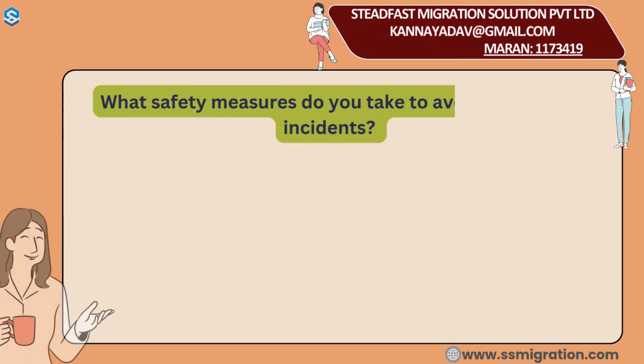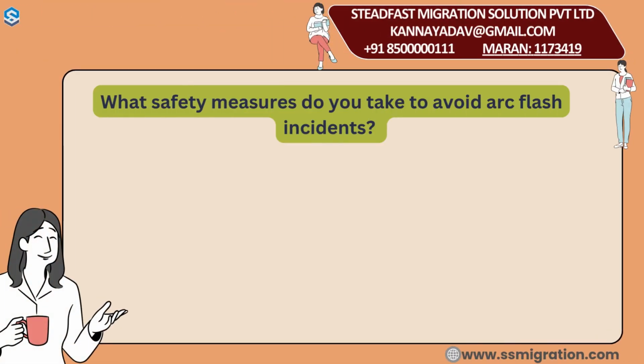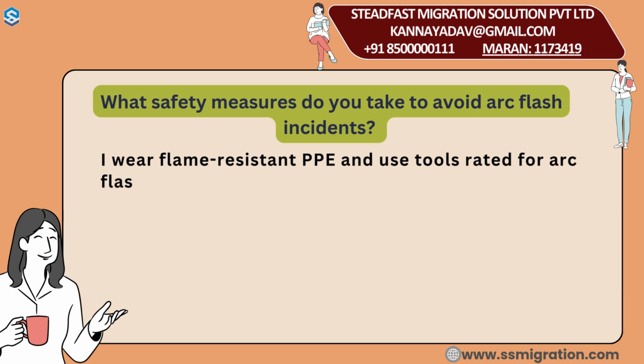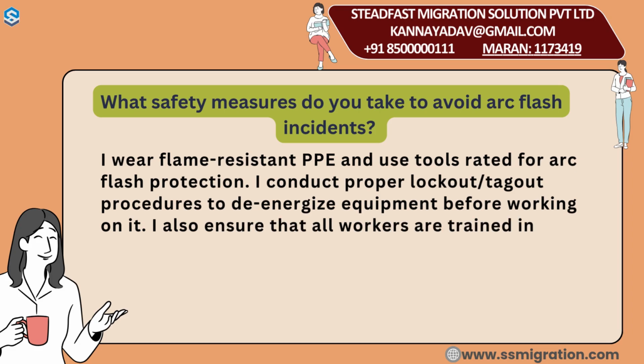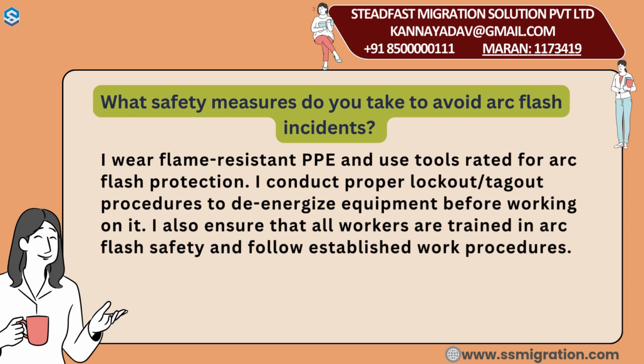What safety measures do you take to avoid arc flash incidents? I wear flame resistant PPE and use tools rated for arc flash protection. I conduct proper lockout tagout procedures to de-energize equipment before working on it. I also ensure that all workers are trained in arc flash safety and follow established work procedures.